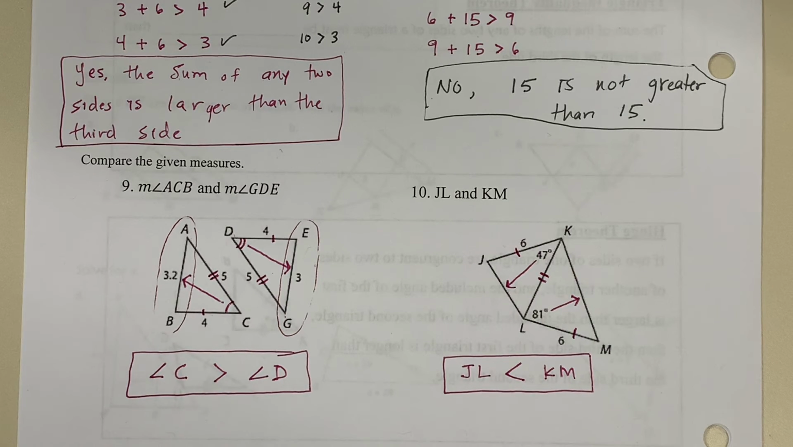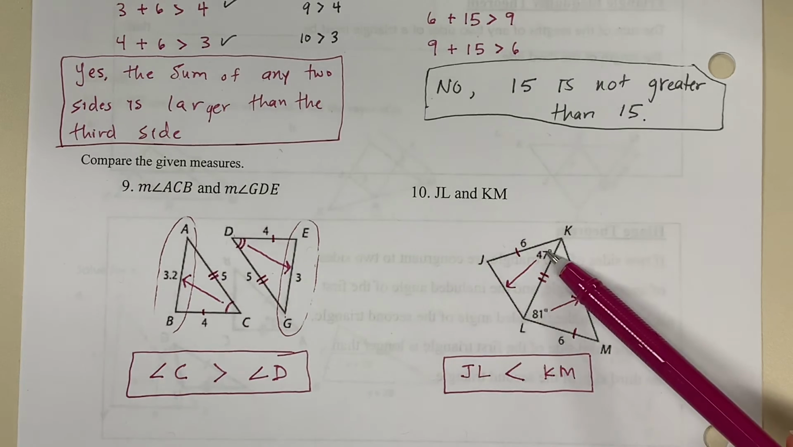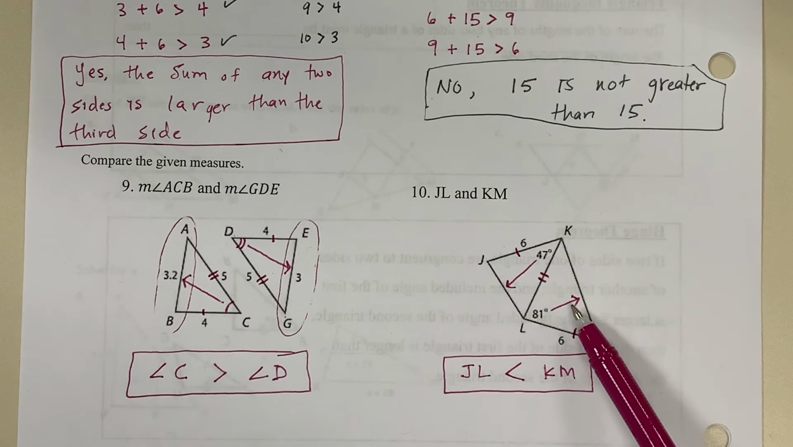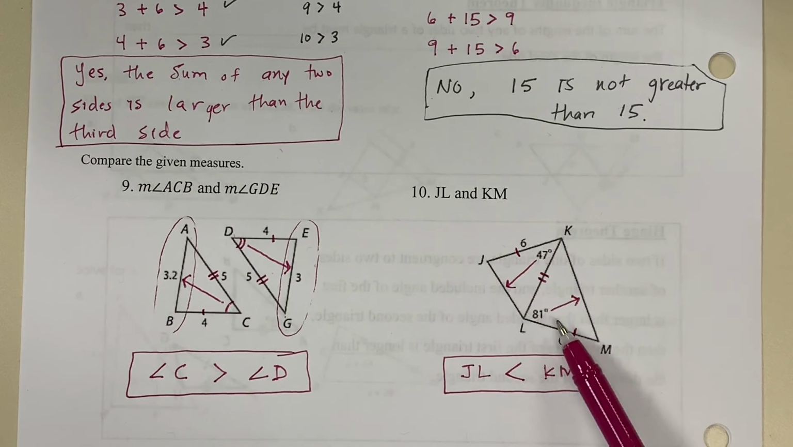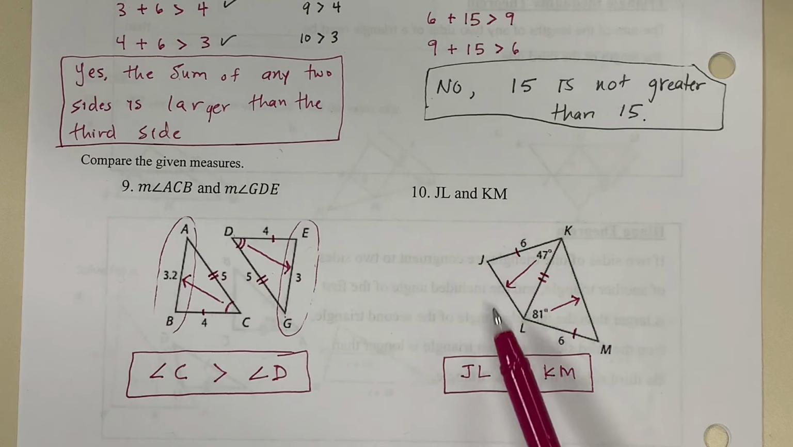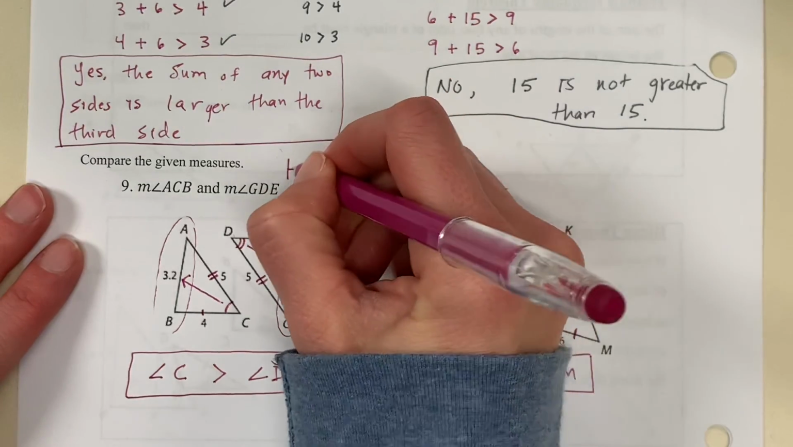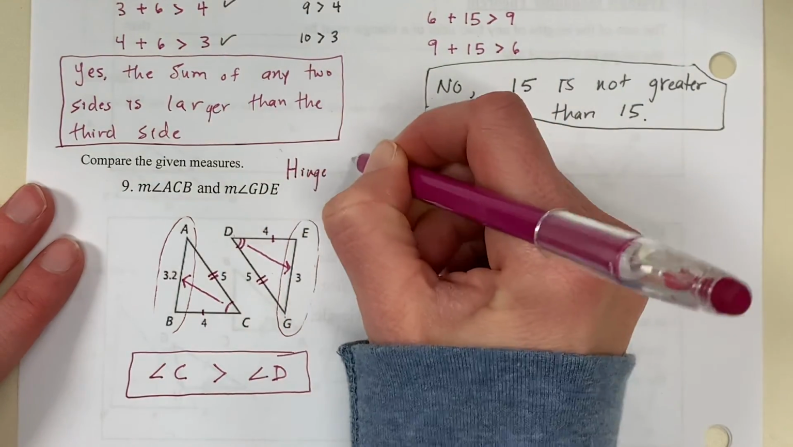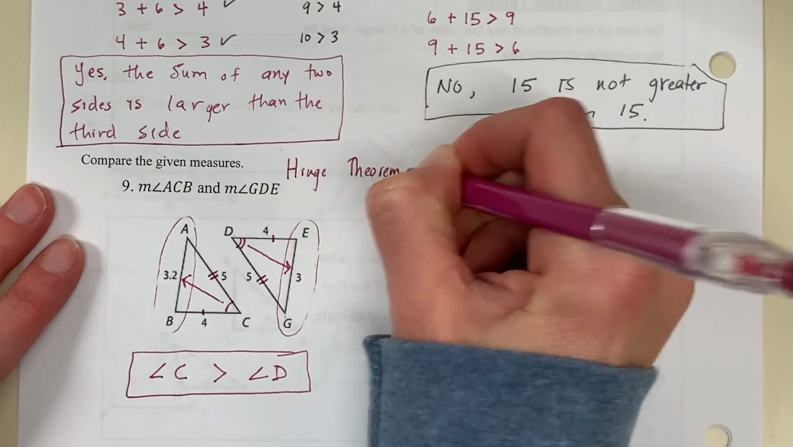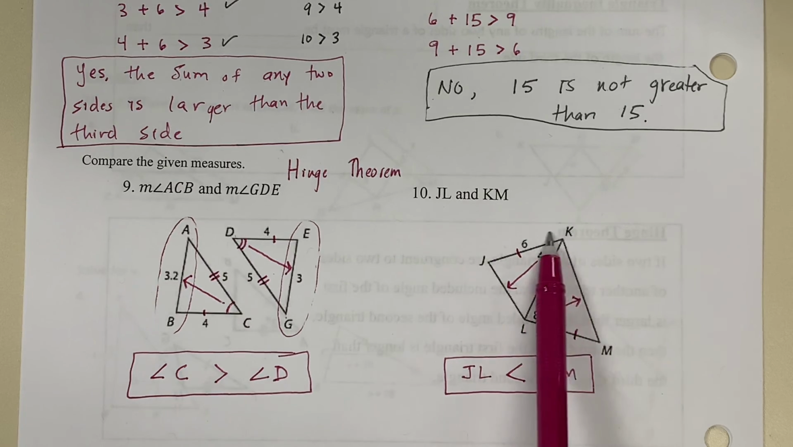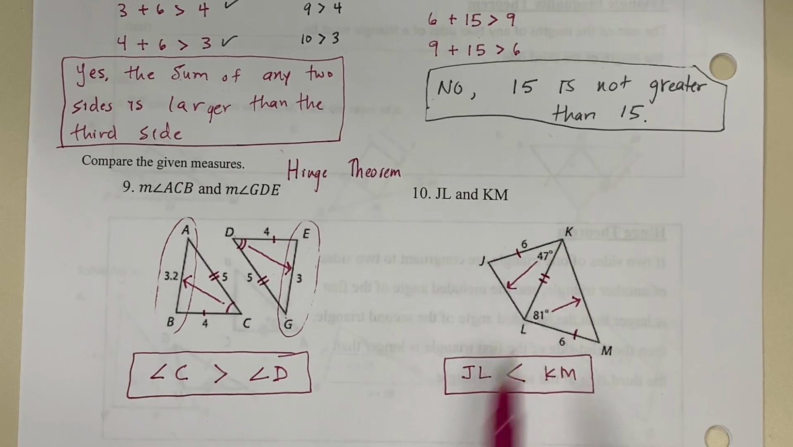So the angle across from side JL is 47, and the angle across from side KM is 81. Since 47 is smaller than 81, then side JL is less than side KM. Okay? This is the hinge theorem. So when you have two sides of one triangle congruent to two sides of another triangle, we can use the included angles and the sides opposite to compare the measures of the third side.